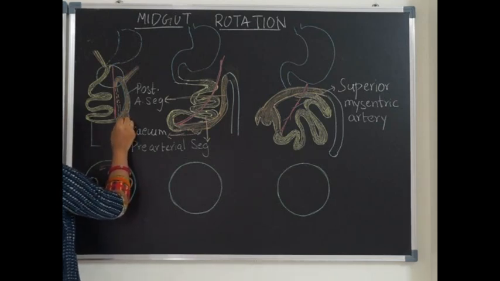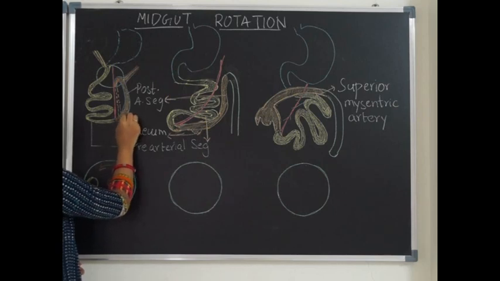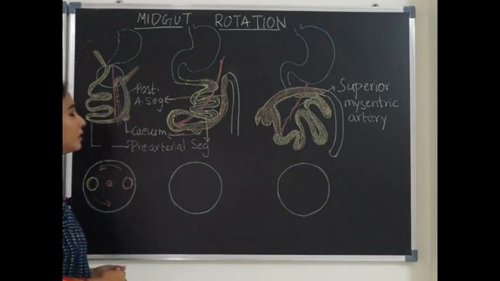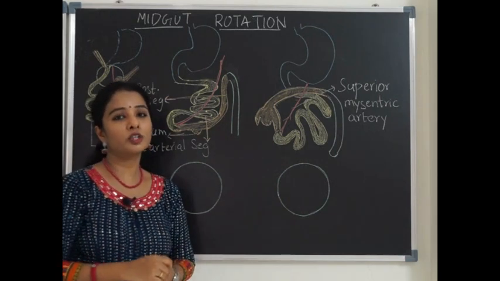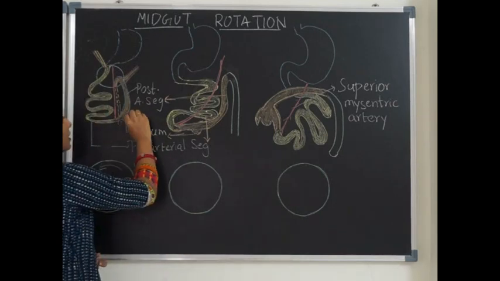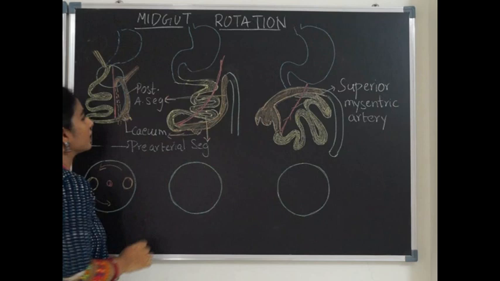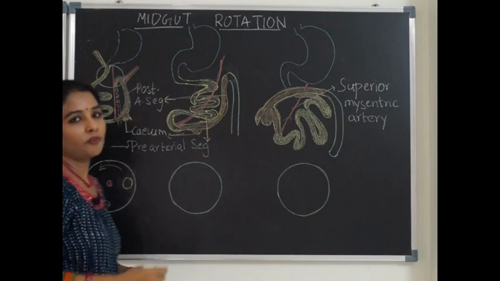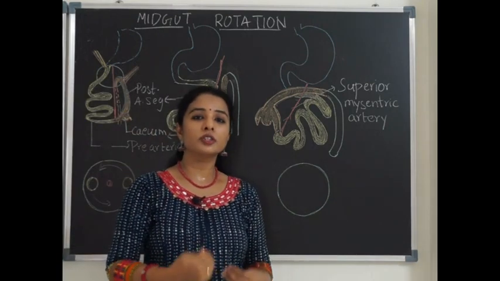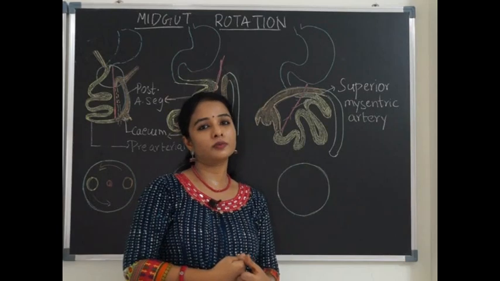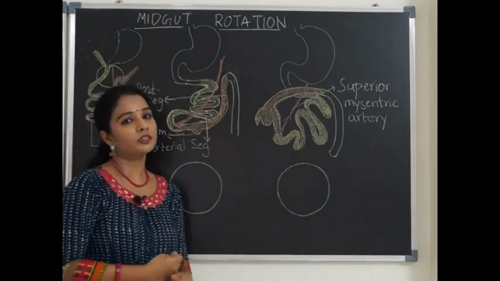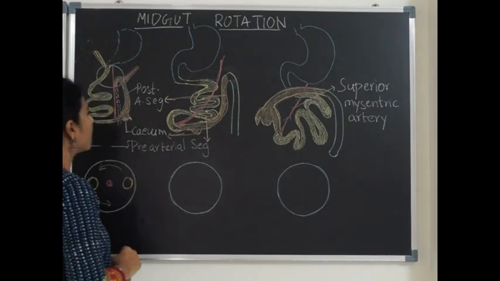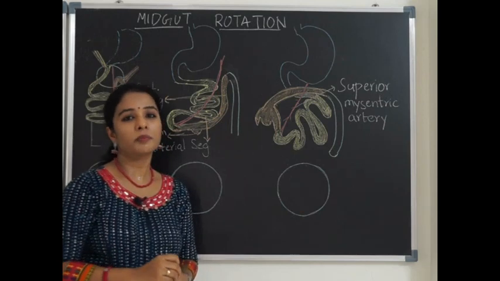In the post-arterial segment, we can see the distal part of the ileum, and here the cecal bud starts developing. The proximal part of the cecal bud grows enormously to form the cecum, and the distal part of the cecal bud remains as a small structure called the appendix. The rest of the post-arterial segment forms the ascending colon and the initial two-thirds of the transverse colon, and the rest of the colon is from the hindgut. So this is how the pre- and post-arterial segments form most of the small intestine and part of the large intestine.